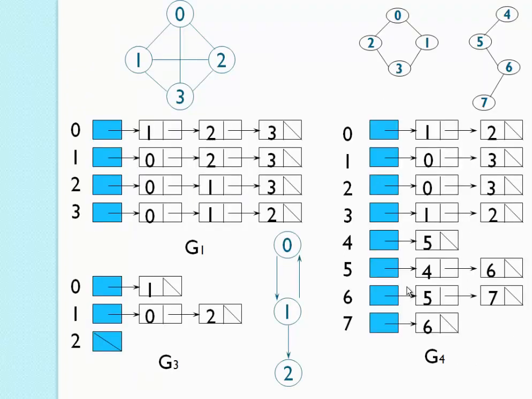This is a logical representation of adjacency list. As shown in the diagram, consider the first diagram, that is the undirected graph. 0 is connected to 1, 2 and 3. 1 is connected to 0, 2 and 3. 2 is connected to 0, 1 and 3. And 3 is connected to 0, 1 and 2. Similarly, we can consider the other diagrams.